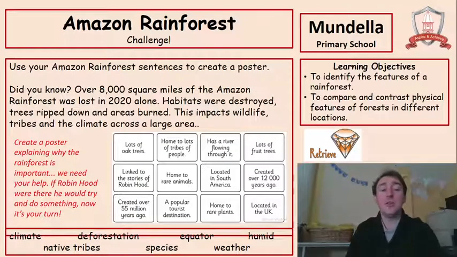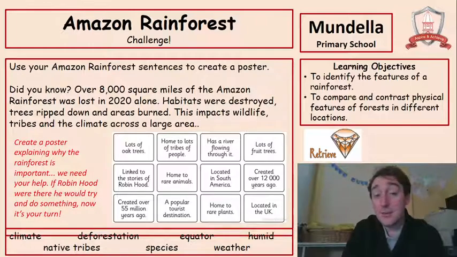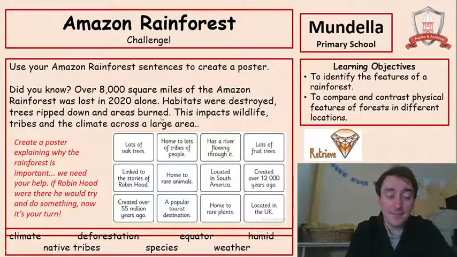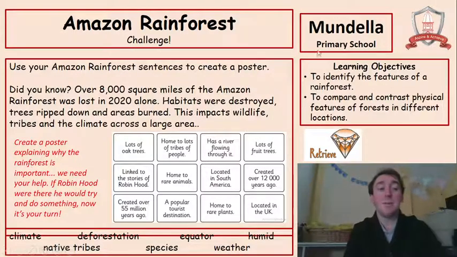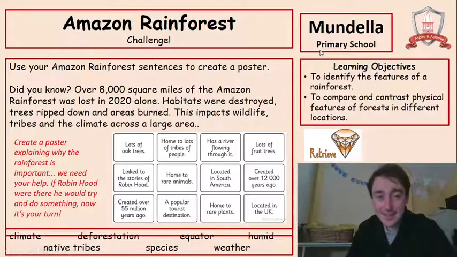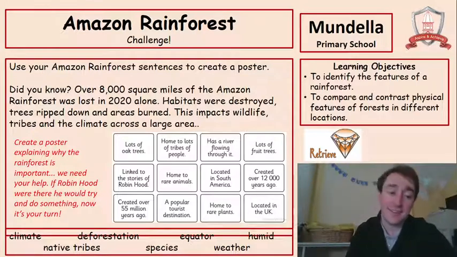Right, now using the Amazon rainforest facts, we have our sentences here. Okay, they're all made for us. And not all of these are Amazon, some of them are still Sherwood, but you'll have your Amazon ones by now. And we're going to create a poster explaining why the rainforest is so important and why we need to save it. If Robin Hood was there, then surely he would try and do something. So it's your turn to be today's Robin Hood, and save the rainforest from the people who are trying to cut it down.